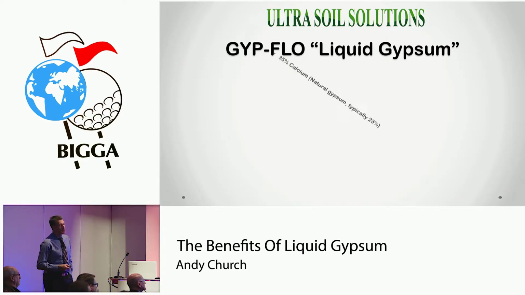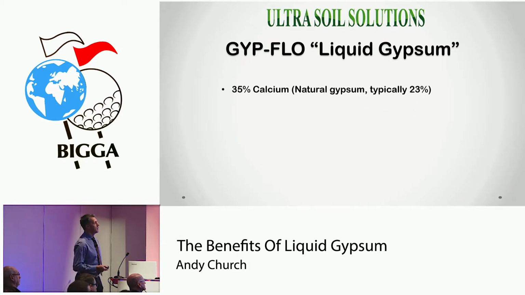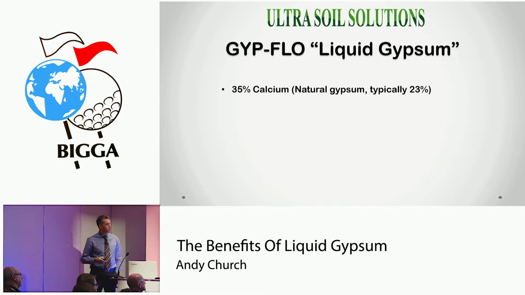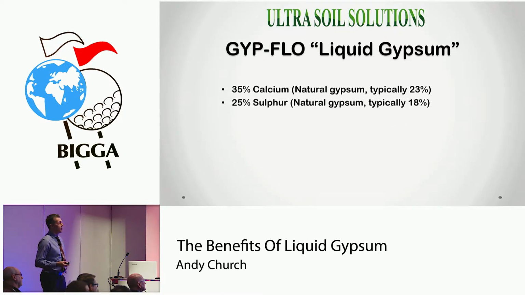Gypflow, liquid gypsum. So what are we actually putting down? We're putting down 35% calcium. Natural gypsum is typically 23%, so you can already see there that in the liquid form, it's supercharged, if you like. You're getting a lot more calcium going on the ground. 25% sulphur, natural gypsum, typically 18%. So there's more sulphur going in as well.